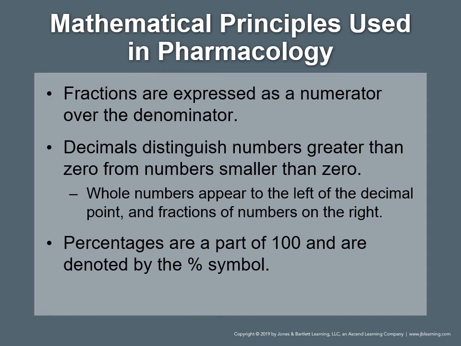Decimals distinguish numbers that are greater than 0 from numbers that are smaller than 0. Whole numbers appear to the left side of the decimal point and fractions of numbers on the right. Fractions can be easily converted to decimals by dividing the numerator by the denominator. Example, 1/2 of 1 milligram. 1 is divided by 2 and is equal to 0.5.